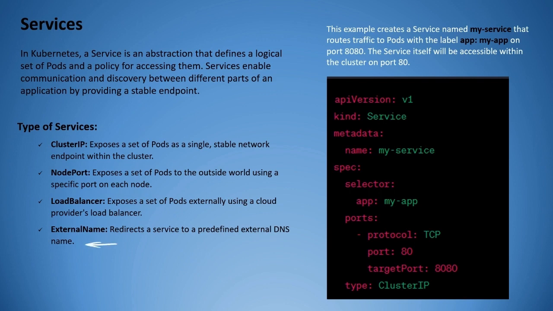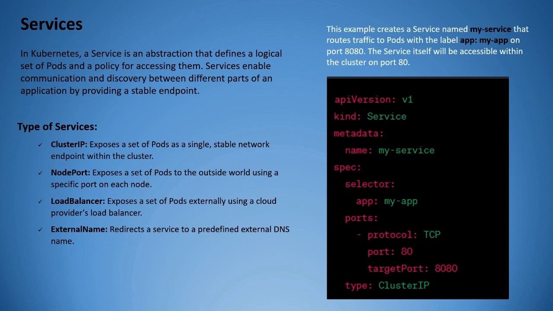External name service. The external name service type in Kubernetes acts as a simple alias that redirects a service to a predefined external DNS name. Instead of exposing pods, it allows a Kubernetes service to act as a reference to an external service hosted outside the cluster. This can be useful for integrating with external services or transitioning between different environments without modifying application configurations.